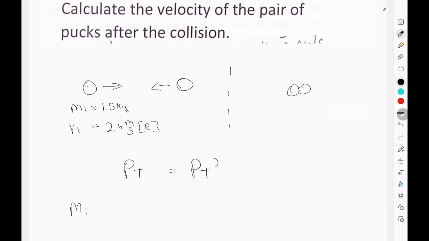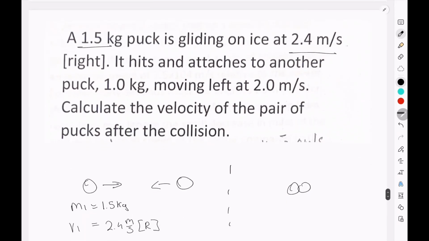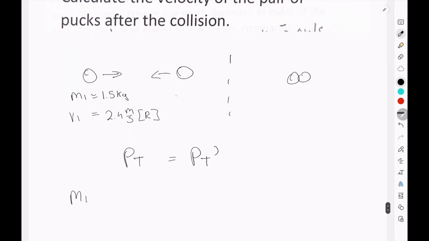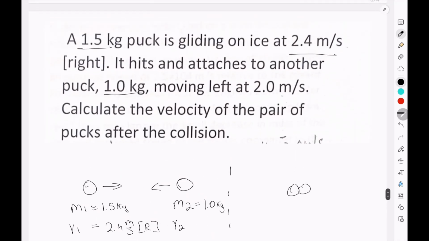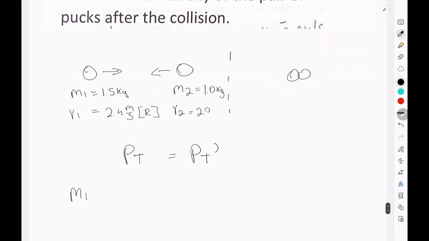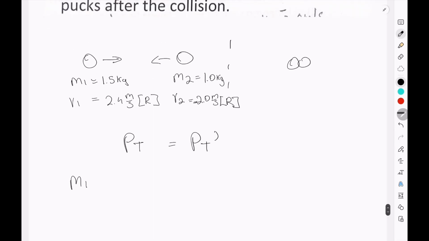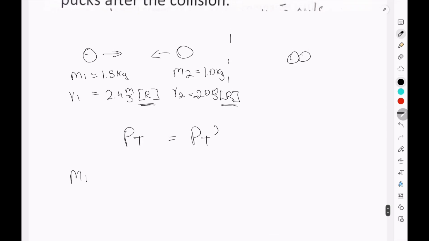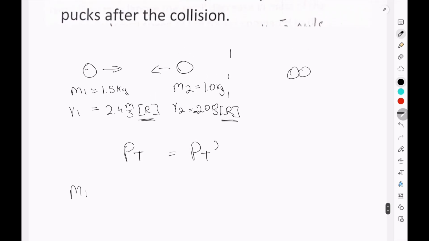Right. This puck over here is M2 and its mass is 1.0 kilograms and it's moving 2.0 meters per second left. Or I could also say it's moving negative 2.0 meters per second right. That is also correct. I'm using the same direction so I can actually add and subtract these two velocities.